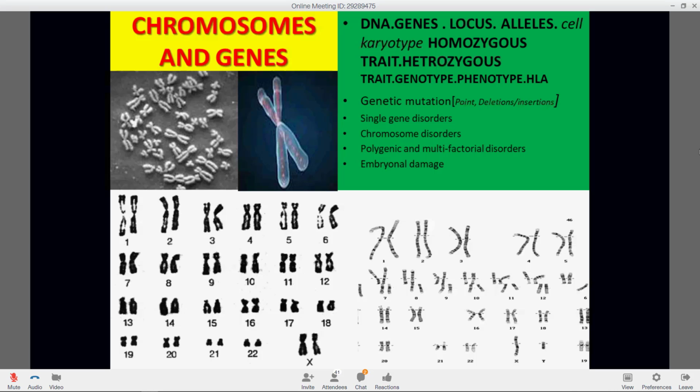Sometimes there are polygenic and multifactorial disorders, like in case of gout. The patient has hyperuricemia, and there should be an initiating factor like a trauma. Also, there must be some genetic predisposition. Embryonal damage results from damage of the embryo due to radiation, chemical substances, or drugs.